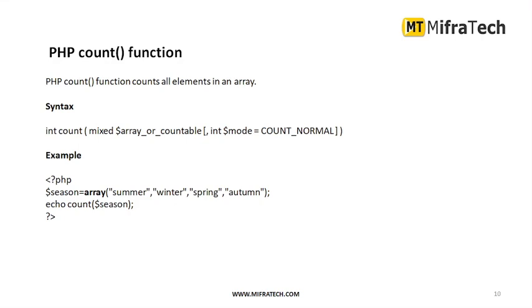And the PHP count function. The PHP count function counts all the elements in the array. It counts the elements in an array. Int count, mixed array are countable. We can easily say echo count of the season, the variable name we have given. Echo count will give how many elements are in an array.